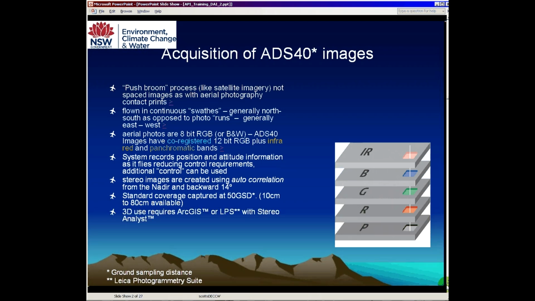The 3D use requires an extension for ArcGIS called Stereo Analyst, or it can be used in a photogrammetry suite or other software like ERDAS in 3D mode if the licenses are available. Basically, the use of Stereo Analyst enables us to view it in 3D and use the ArcGIS tools to digitise over it and create data and use it for mapping purposes.